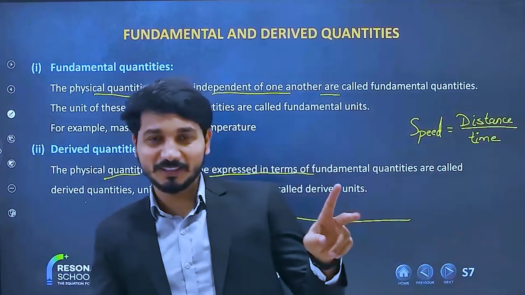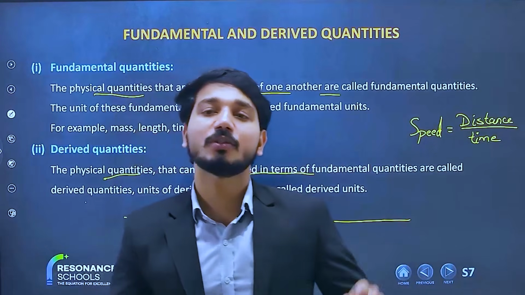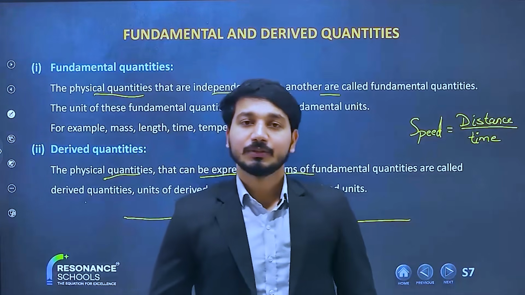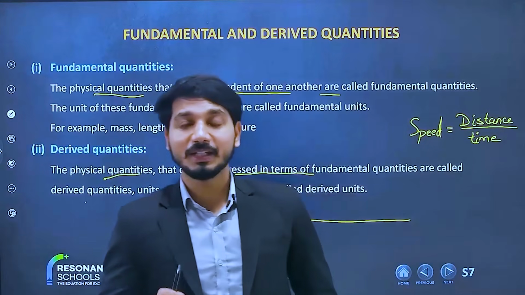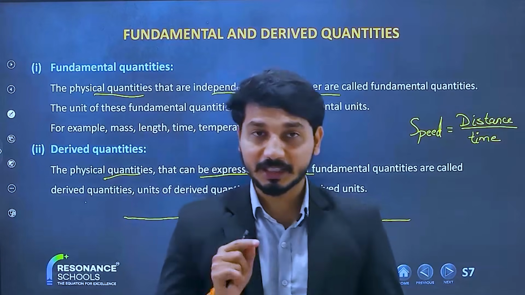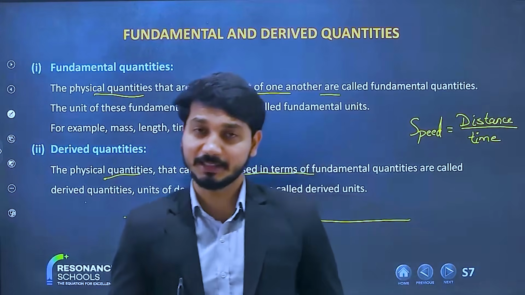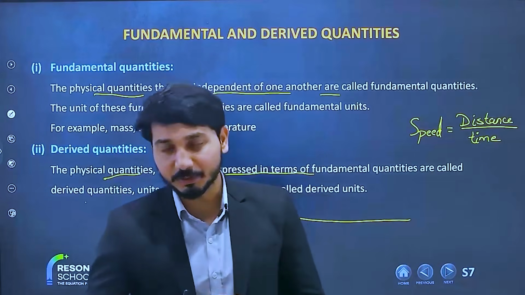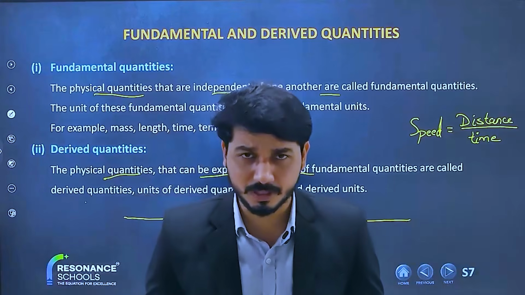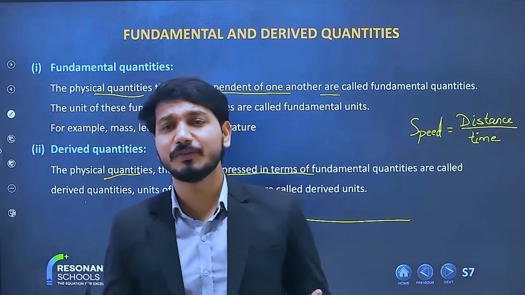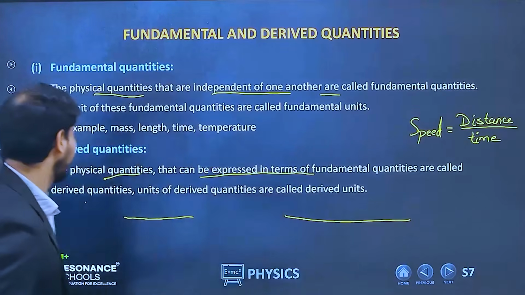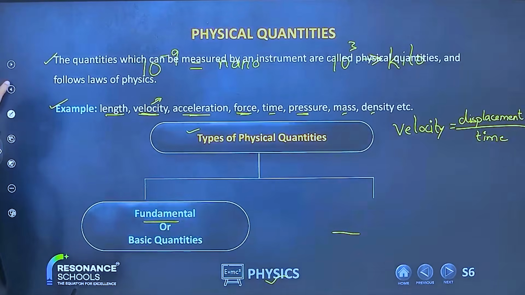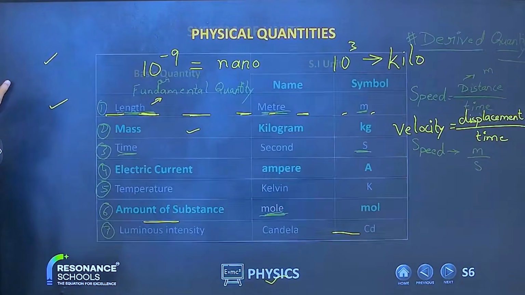Along with these two, one another quantity is there, that is called supplementary quantity also, right? So there are 7 fundamental quantities in the world. Other than these 7, whatever physical quantity we are observing, I'll show you what these 7 fundamental quantities are. You can see them over here on the screen.